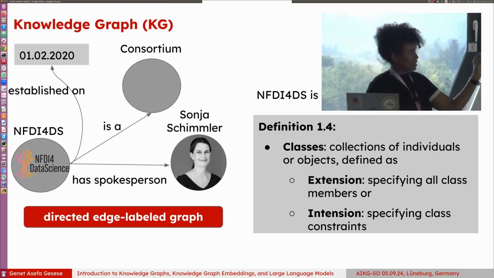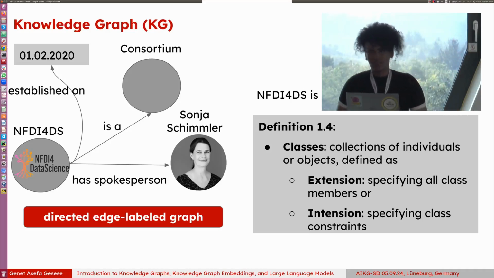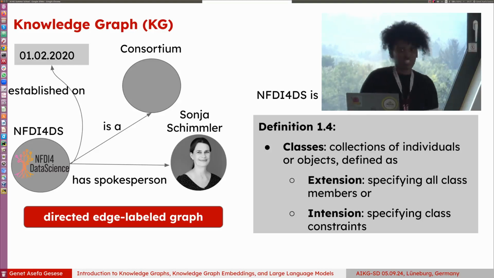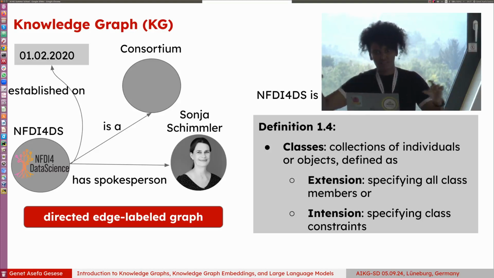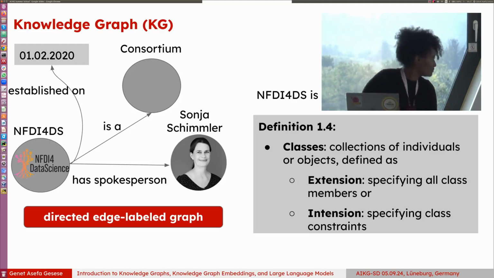So classes are collections of individuals or objects defined as either extension or intension. Extension means, better with an example, all the attendees of this summer school. I can just name everyone, then put all together and create a class. That is what an extension is, because I have the members already fixed, I know them. And then there is intension. I can define some kind of axiom to create the class itself, with some rule, this is my class. For example, consortium is an intension class.